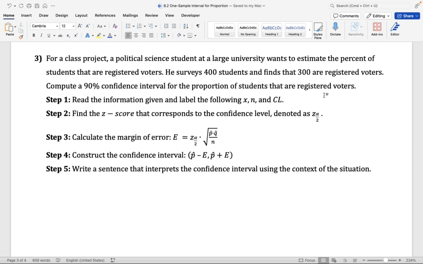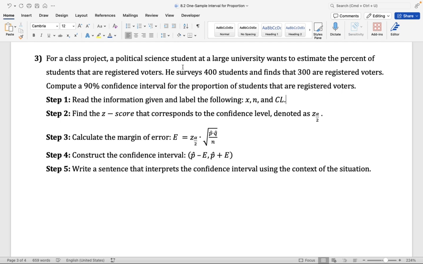At this point, you're ready to construct a confidence interval. We're going to go ahead and consider this exercise here, where you're being asked to construct a 90% confidence interval for a proportion. This confidence interval is going to help you estimate the true population proportion of students that are registered voters. We're going to read the problem, and then we're going to label the value of X, N, and CL.